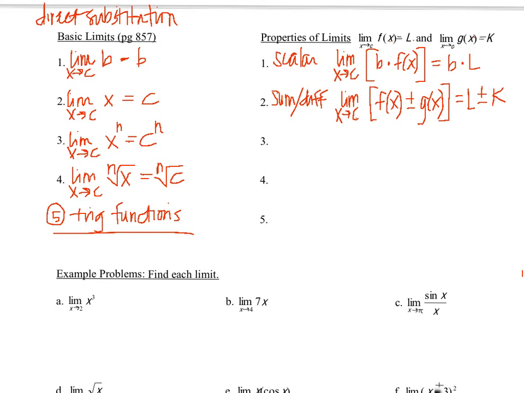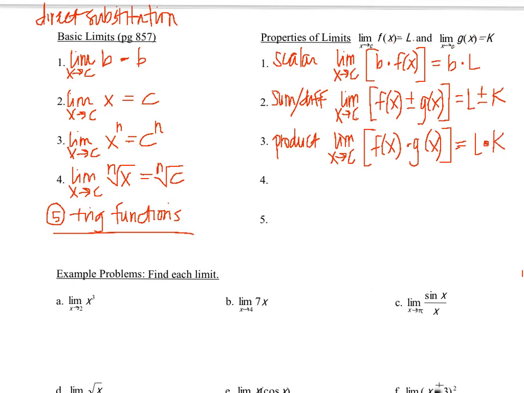I also have this idea of a product. If I'm going to multiply them, where I take the limit, again, as x goes to c, of f of x times g of x, what I can do is multiply their limit values. So L times K.